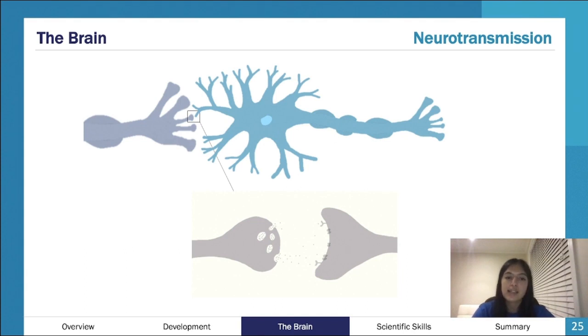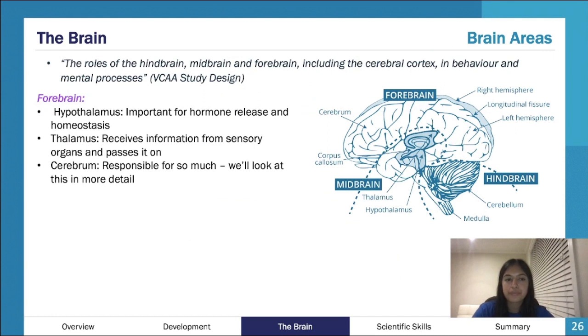So I think understanding that can help you a little bit in your knowledge when it comes to stuff like synaptic pruning and rerouting, that sort of stuff.